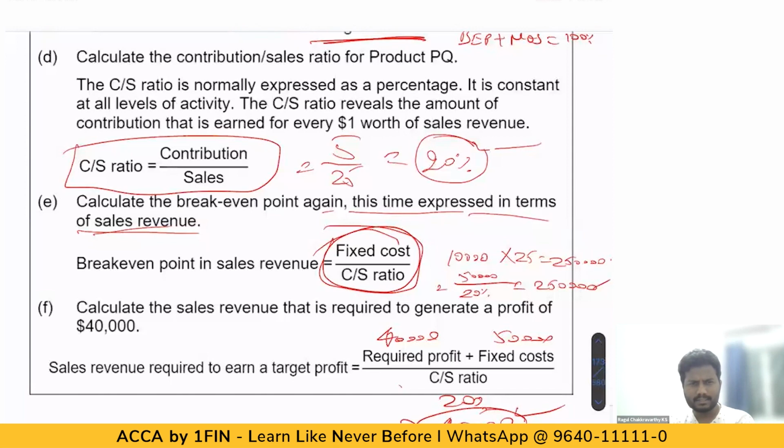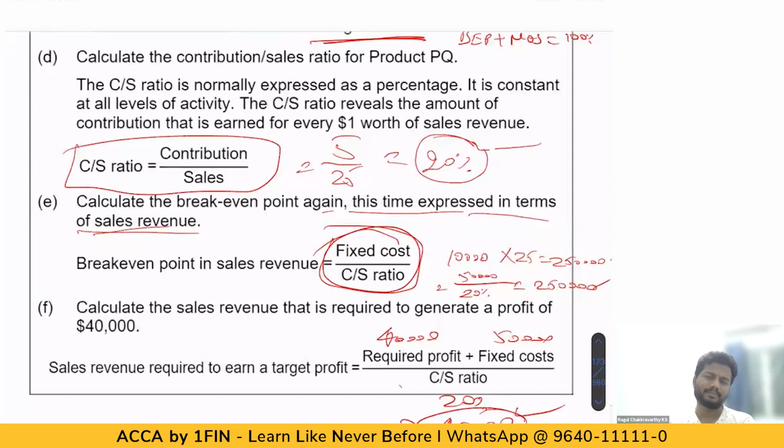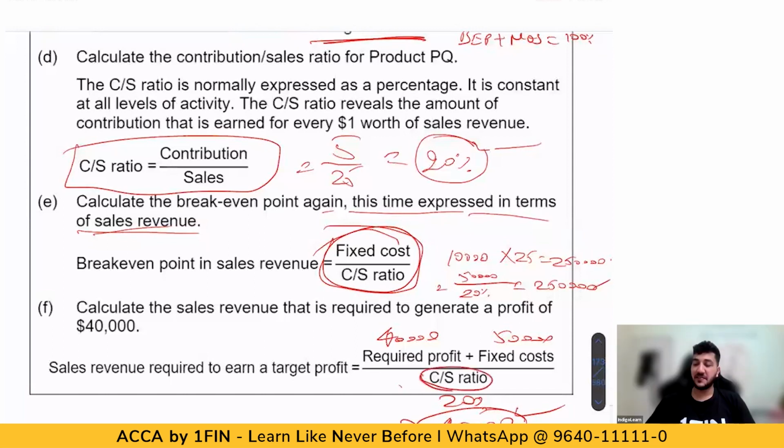It was asked earlier also, right? To generate 40,000, that time they asked for sales units, not sales revenue. It was asked in units. You just look at the denominator. Here it is CS ratio. There it was contribution per unit.